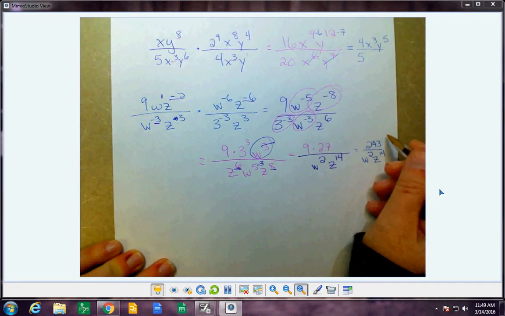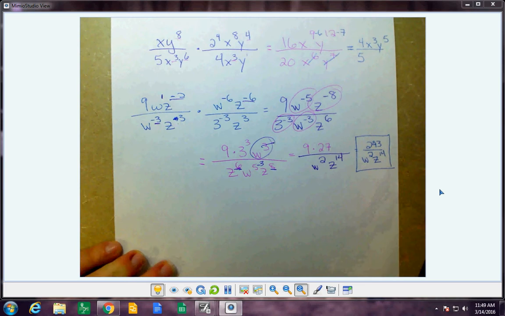So that was the hardest problem. If you were able to do that on your own, you are set for our quiz tomorrow.